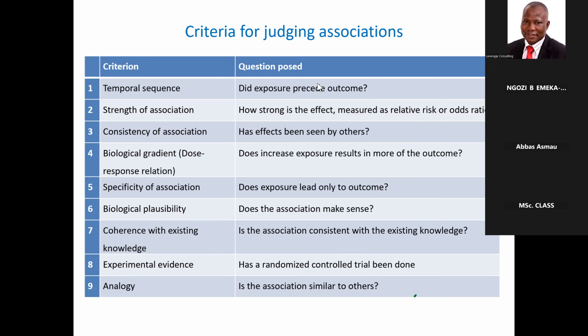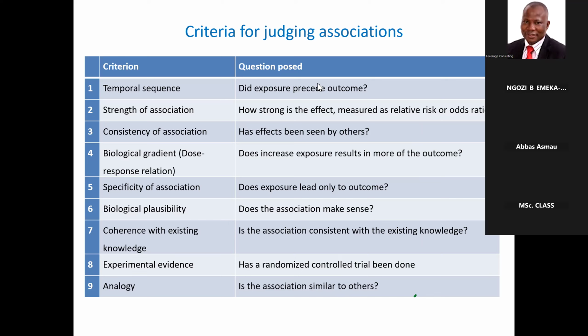That is the most important effect. The second one is strength of association. How strong is the effect measure? That is, if something is 20, it's stronger than when it is 10. When we say relative risk 10, compared with relative risk 2, it's not the same. So when the thing is big, it is a pointer to look at.